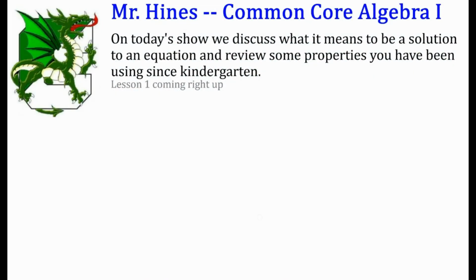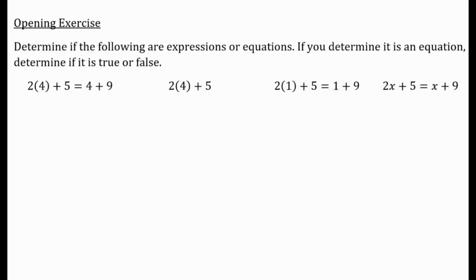Time. Everybody, on today's show we discuss what it means to be a solution to an equation and review some properties that we've been using since kindergarten. So this is the beginning of Algebra 1, Unit 1, Lesson 1, where we look at equations and inequalities, and we start off with some nice easy review and some basic vocabulary for this entire unit. So we have an opening exercise here. Determine if the following are expressions or equations.